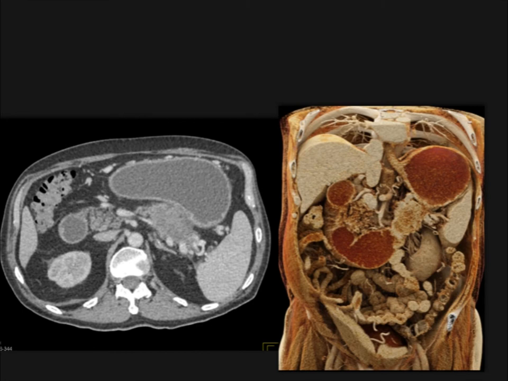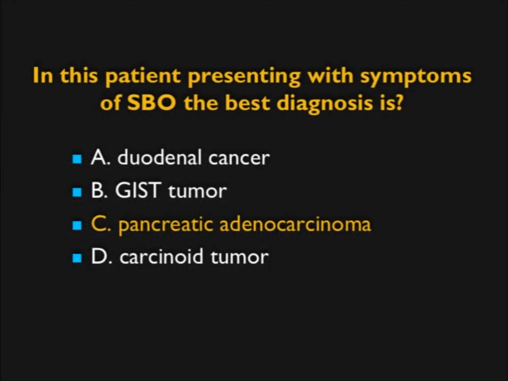and it's obstructed by a pancreatic adenocarcinoma. This is not a GIST tumor, it's not a carcinoid tumor, it's not a duodenal tumor. It's in the pancreas proper, and pancreatic cancer in the tail of the pancreas can easily obstruct the duodenum at or near the ligament of Treitz or the proximal jejunum, depending where the mass is present.